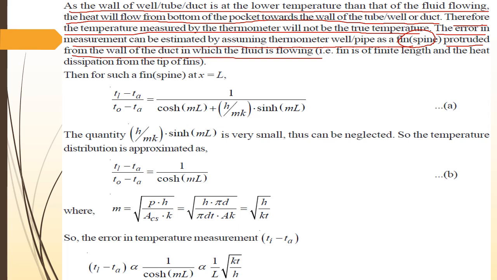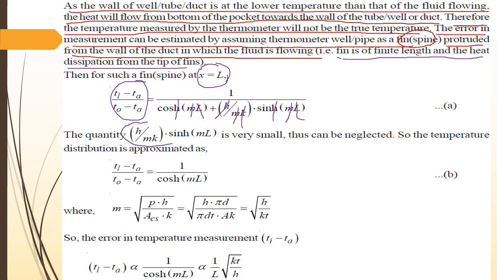So what we are assuming here is a fin of finite length with heat dissipation from the tip of the fin. So when we go to x equals L, we get the temperature variation (TL minus Ta) divided by (T0 minus Ta) equals 1 upon cosh(mL) plus h divided by mk into sinh(mL), where m is the fin constant, L is the length of the fin that is protruded, h is the convection heat transfer coefficient of the flowing fluid, k is the thermal conductivity of the fin material.